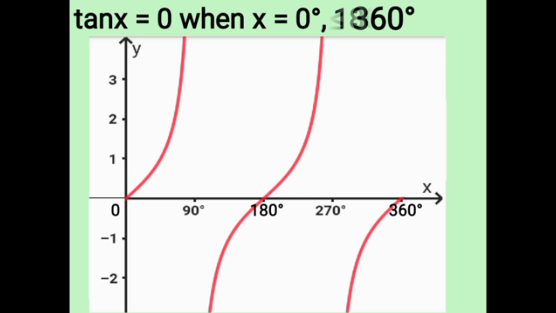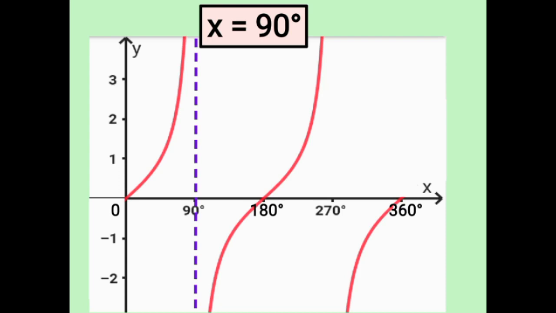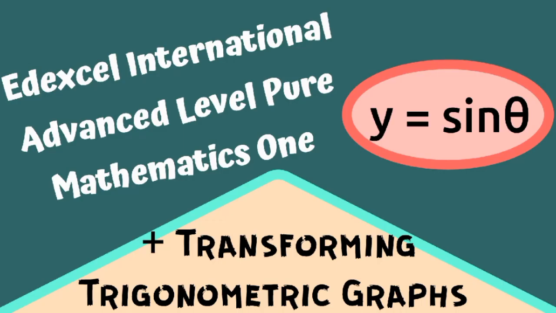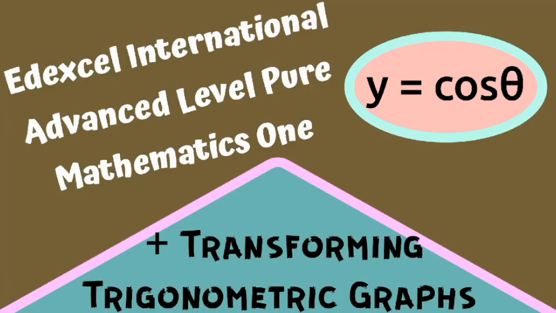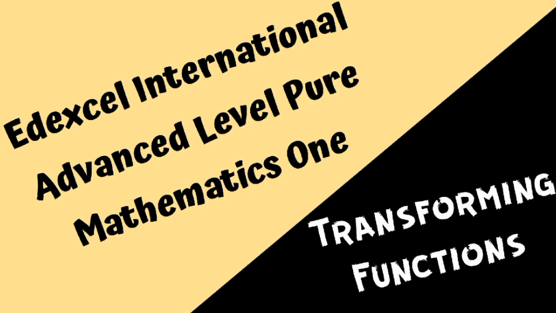The graph of y equals tan x has no maximum or minimum values and has vertical asymptotes at x equals 90 degrees and at x equals 270 degrees. Now, as I said in my 2 previous Pure Maths videos, we can apply transformations to trigonometric graphs just like any other graph. So, I've already covered transforming graphs in my previous Pure Maths videos, so if you want, check them out for more details.